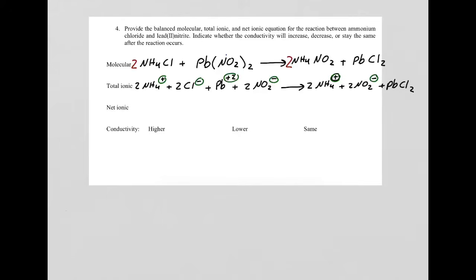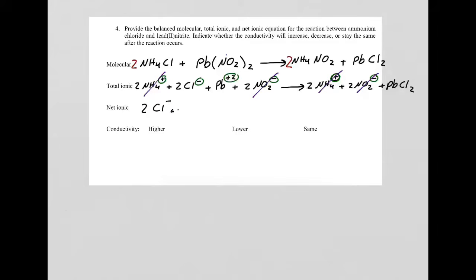All right, next thing we're going to do, we're going to cross out the spectator ions. Those are the ions that look exactly the same on both sides. What are they over here? Let's see. Nitrite, I have 2 NO2 minus, 2 NO2 minus. Anything else? 2 NH4 plus, 2 NH4 plus. So I'm going to write out what's left. What's left is 2 Cl minus.